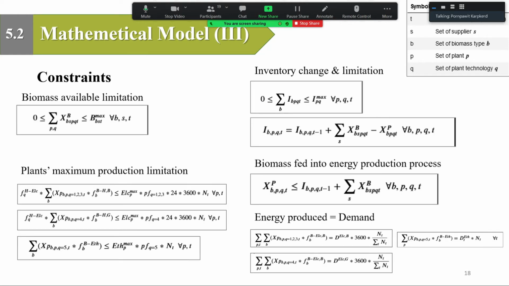And the constraints I consider: the first one is the biomass availability limitation at each supplier. The inventory change at each time period, and also the inventory limitation at each power plant. The biomass fed into the energy production process at each time period, which cannot exceed the inventory level at that time. The power plant's maximum production capacity. And the final one is that the energy produced from power plants has to equal the demand.